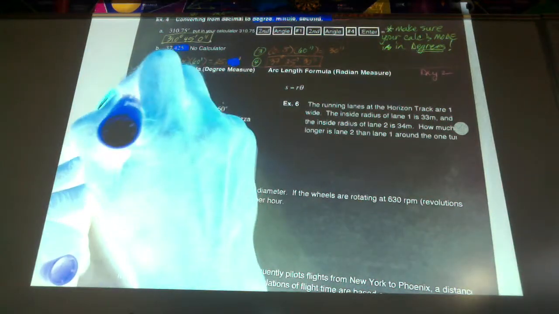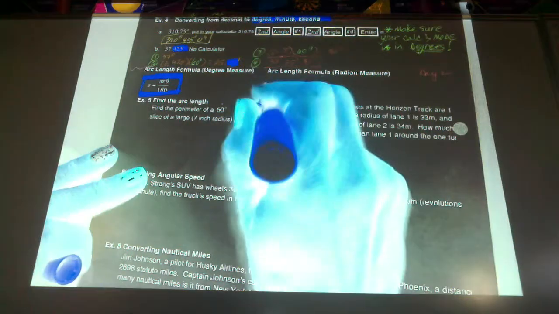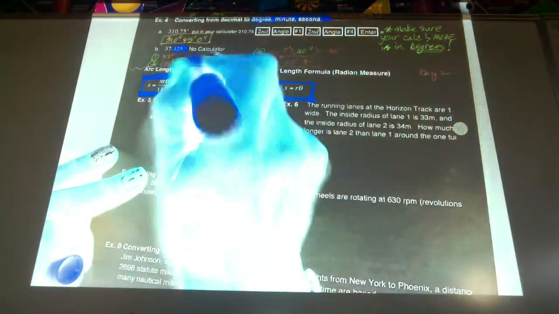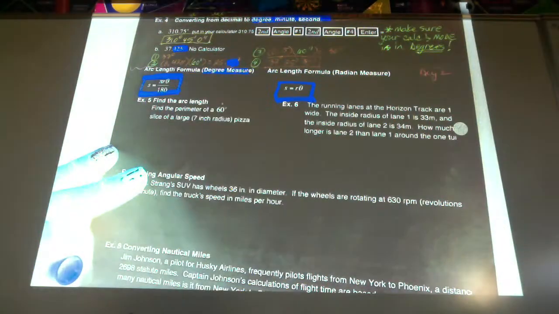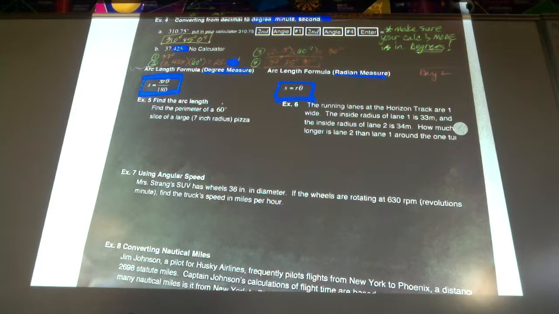We're going to use 2 different arc length formulas. This one versus this one. This is if our central angle is in degree measure, and this one is if our central angle is in radian measure. So let's explore how they came about.